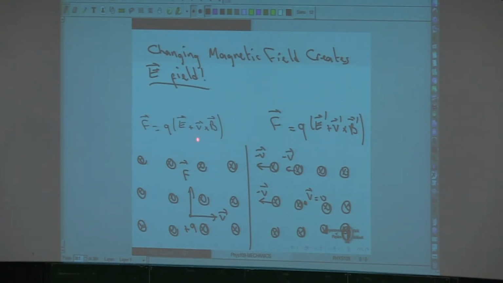But of course, if we stick with this definition, we have to accept the fact that in one reference frame, where the magnetic field is uniform and the electric field is 0, in another reference frame, there should be an electric field there, a non-zero electric field. It should be there. Otherwise, our description of nature will depend on the choice of the reference frame.